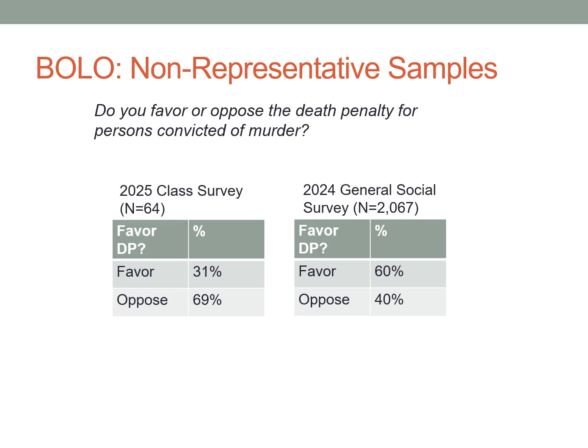And one thing to notice here too is that another difference between these samples is that the class survey is much smaller than the General Social Survey, 64 versus 2,067. And so many people's first thought when they look at these numbers is that, well, of course our survey didn't do as good a job of capturing death penalty attitudes because it's much smaller. We've got much more sampling error in the class survey. And while that is true, it is not the most important thing that's going on here. The issue with non-representative samples is that no matter how big your non-representative sample gets, it can still be wrong because it's missing out on whatever swaths of the population are not represented.